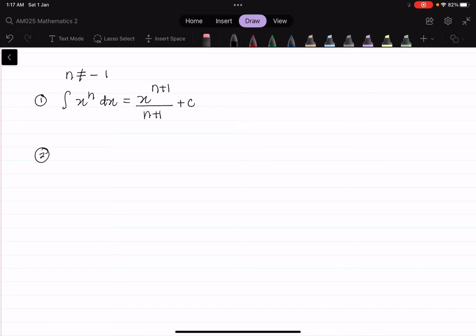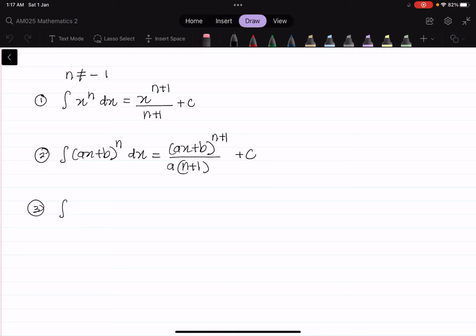Second one, if it involves a linear function, ax plus b, and the power is not equal to -1, and if we integrate with respect to x, then we're going to get ax plus b, where the power we're going to plus 1, divided by n plus 1, and don't forget to divide by a, and plus c.